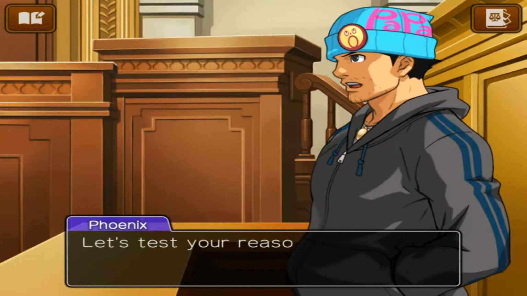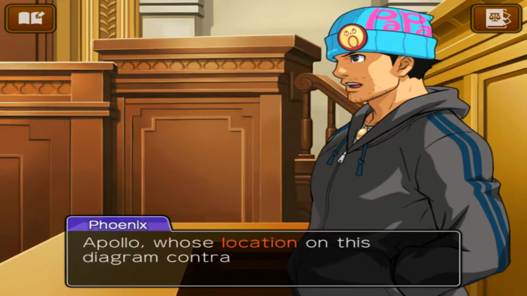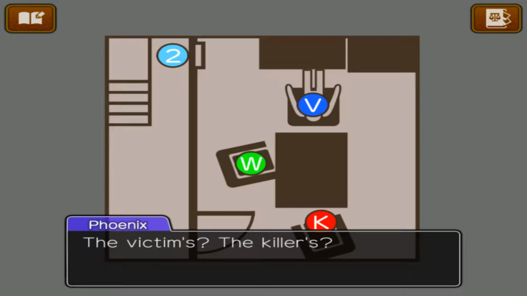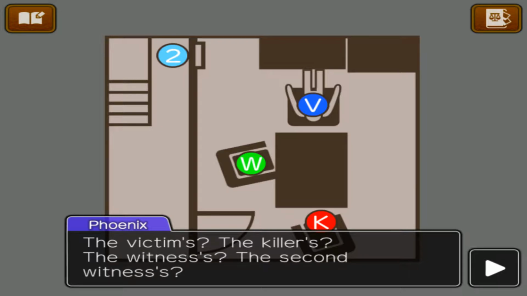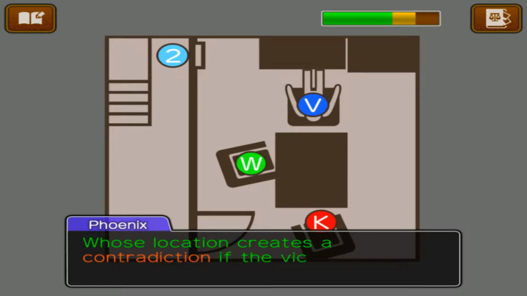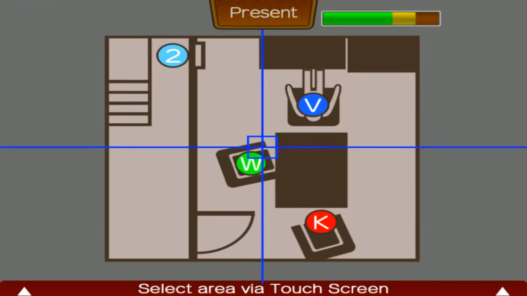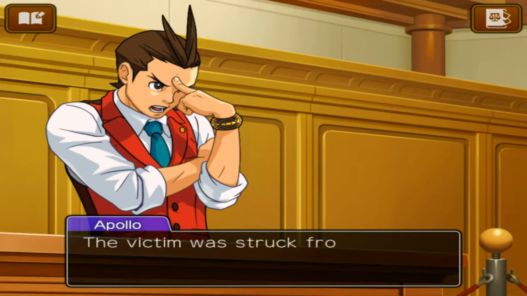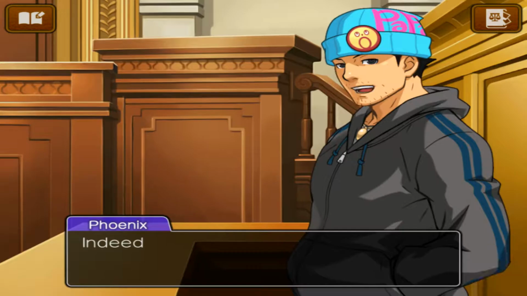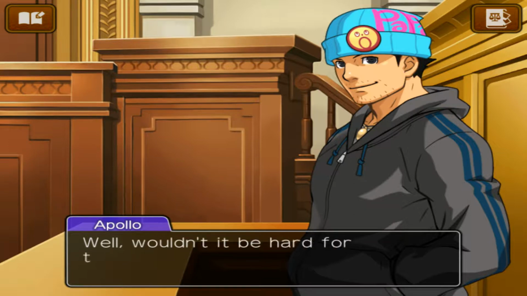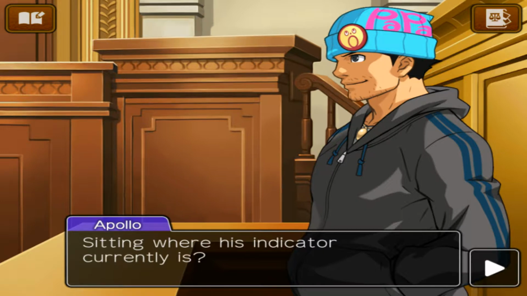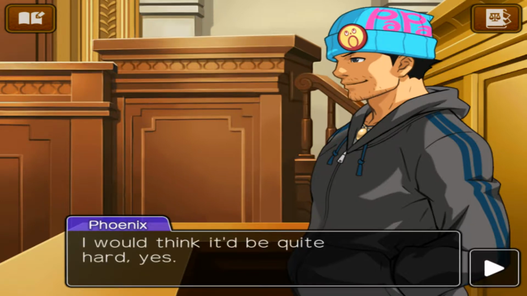Again? Let's test your reasoning. Our reasoning skills again, shall we? Apollo, whose location on this diagram contradicts our new understanding of the crime? The victims, the killers, the witnesses, the second witnesses, whose location creates a contradiction if the victim was facing away. Killer. He wouldn't have been behind him. The victim was struck from the front, correct? Indeed. Well, wouldn't it be hard for the killer to hit him from the front, sitting where his indicator currently is? I would think it'd be quite hard, yes.